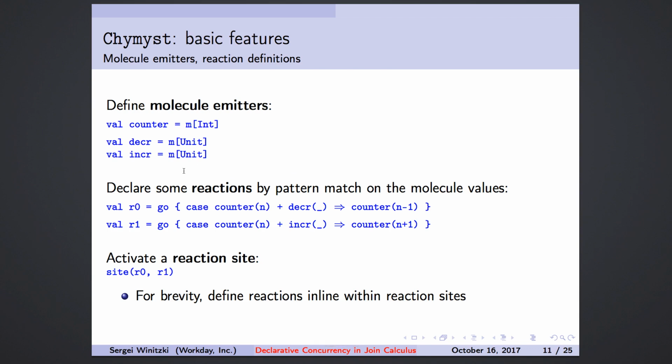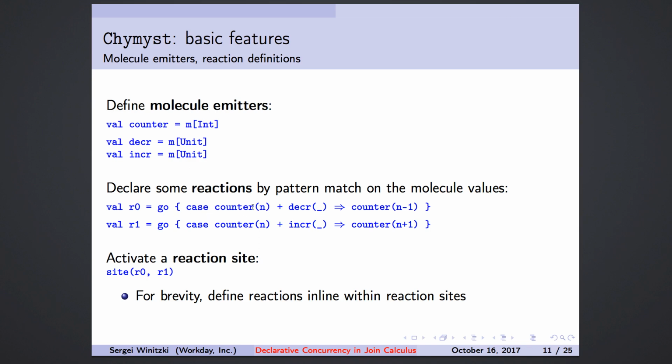Okay, so here's what we write in the Chymyst library. First, we need to declare the molecules. So these actually are called emitters. These are functions that emit molecules into the soup. And these are types, so you have to declare what type they have. So counter has integer type of its value. Decrement and increment are unit.